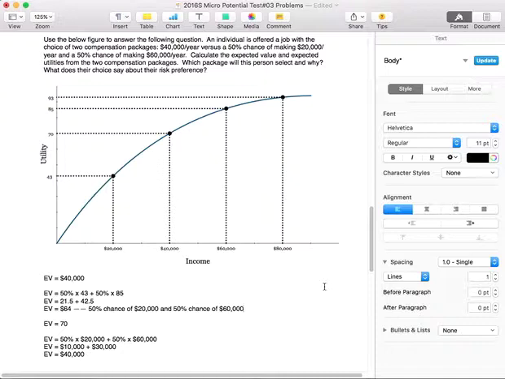So this individual would be considered risk averse because these two payment schemes that they can get, the guaranteed 40,000 versus the 50% chance of 20,000 and the 50% chance of 60,000, the expected value of those two is equivalent to one another. They are both $40,000. But because they chose the certain outcome of 40 in that scenario, that means that they are risk averse.